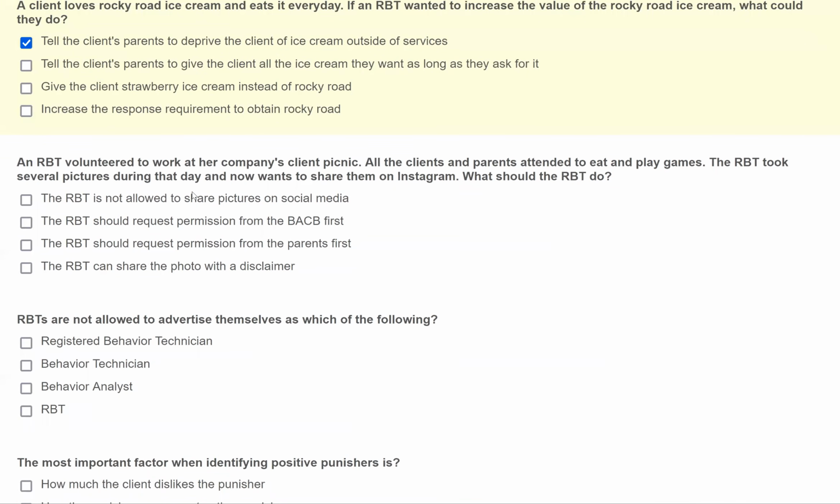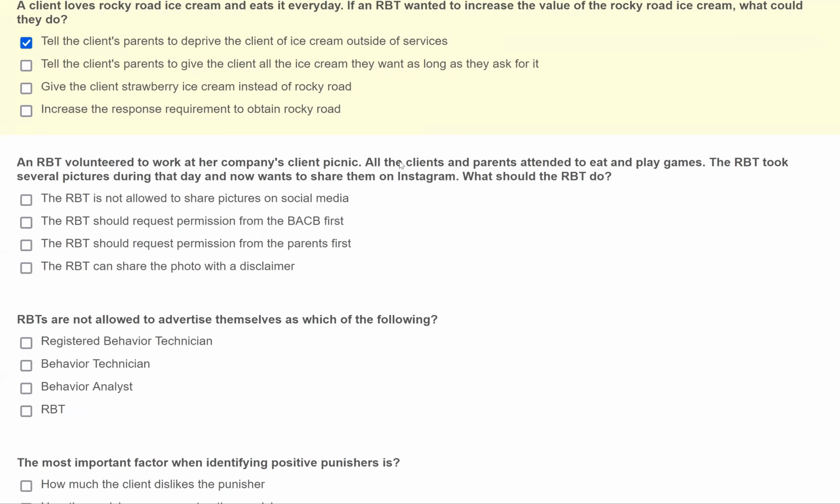An RBT volunteered to work at her company's client picnic. All the clients and parents attended to eat and play games. The RBT took several pictures during that day and now wants to share them on Instagram. What should the RBT do? We should all know this by now as RBTs. The ethics code is extremely clear. Okay. Extremely clear about what RBTs do with social media and client pictures.